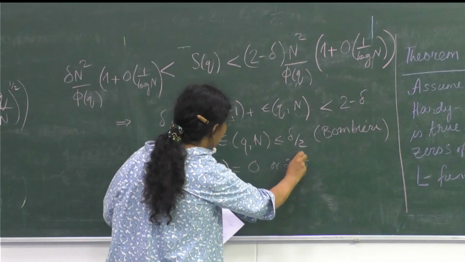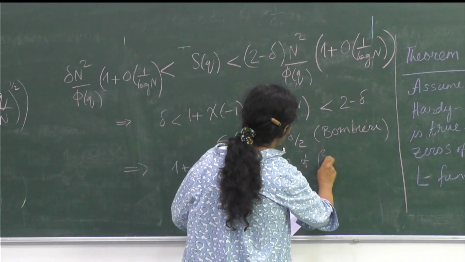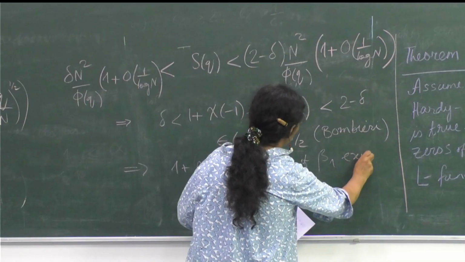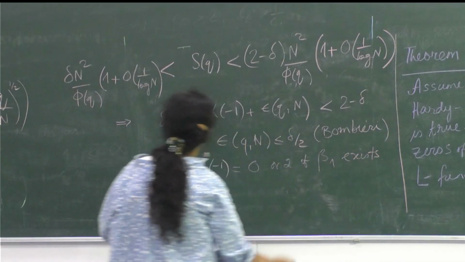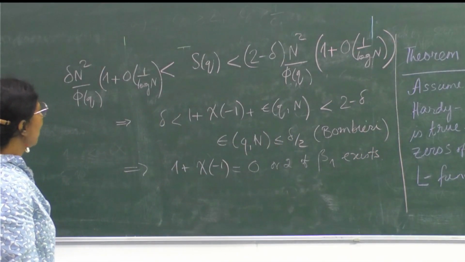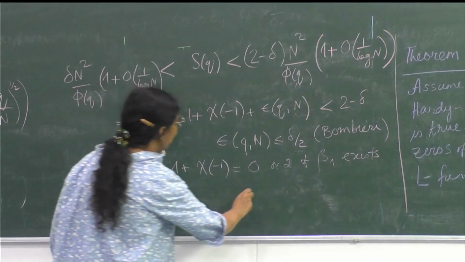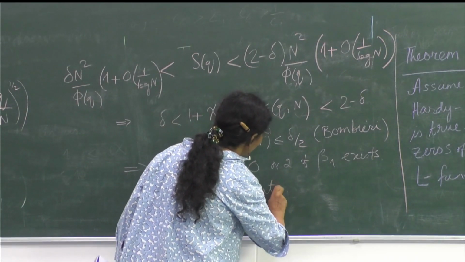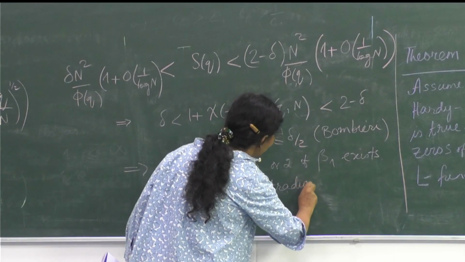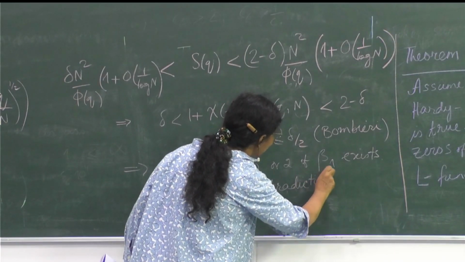if delta is less than 1, if beta 1 exists. And this is not true, okay? So this is a contradiction. Hence, beta 1 does not exist.